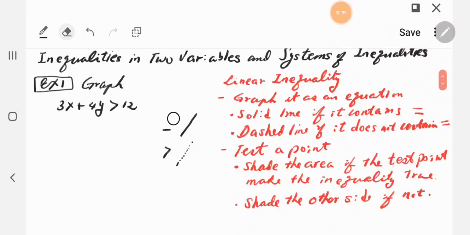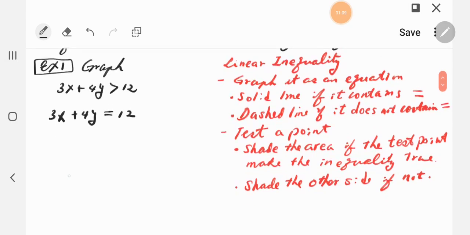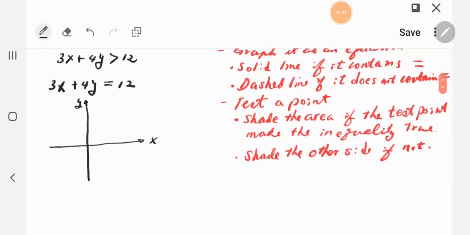Okay, so first let's make this one an equation and then graph the straight line first. So this is the x-axis, y-axis. When we graph the linear equation, the straight line, we will find 2 points and connect. The best points in this case are the x-intercept and y-intercept.